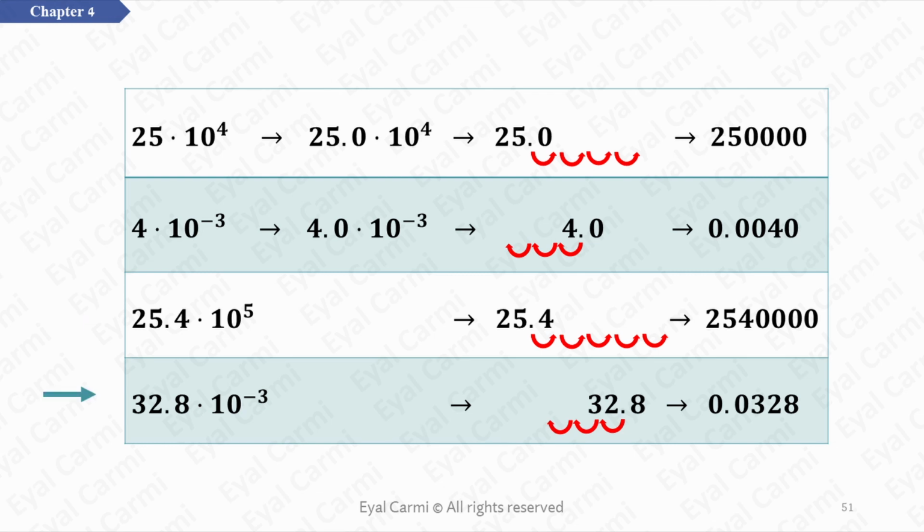Fourth row. 32.8 times 10 to the power of minus 3 is equivalent to writing 32.8 and moving the decimal point 3 steps to the left, which results in 0.0328.